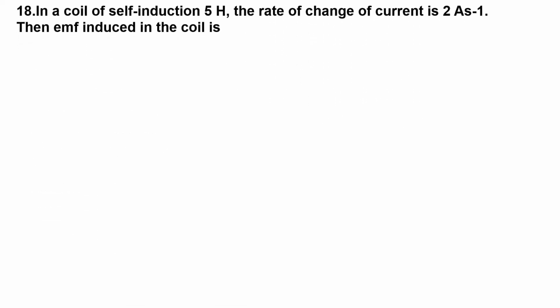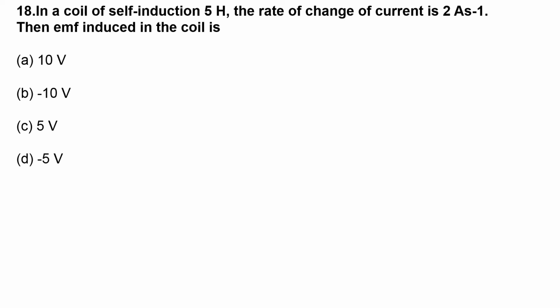Next question. In a coil of self-induction 5 Henry, the rate of change of current is 2 ampere per second. Then the EMF induced in the coil is: options are A. 10 volt, B. minus 10 volt, C. 5 volt, D. minus 5 volt. Here the L value which is given is 5 Henry, and the rate of change of current is 2 ampere per second, meaning di by dt is 2 ampere per second.